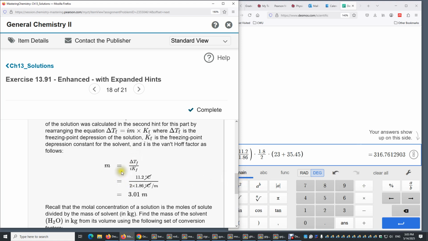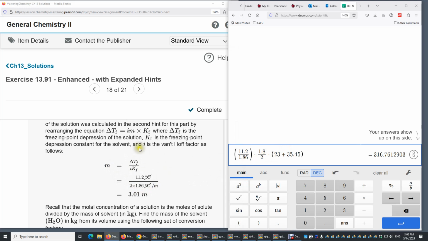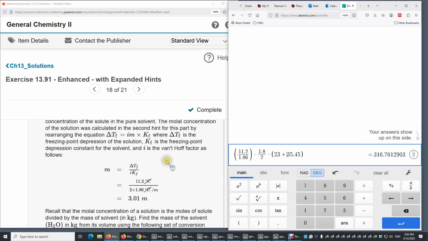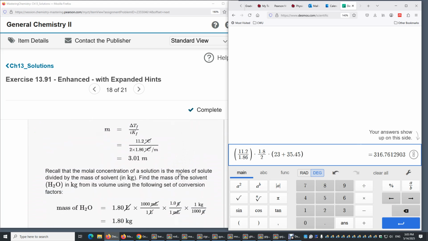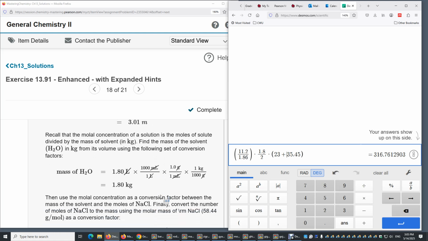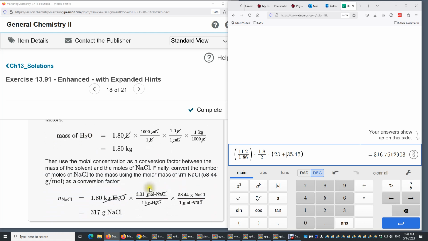They also calculated the molality first. Alright. And then they use the molality and the mass of water to get the number of moles of sodium chloride, and then finally the number of moles of sodium chloride multiplied by its molar mass. You will get the mass here.